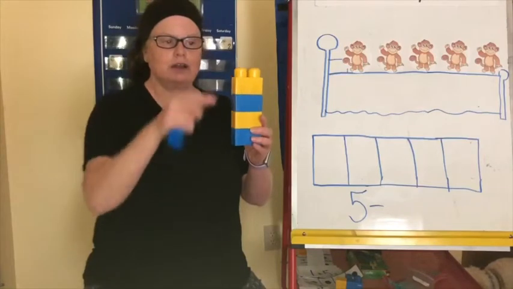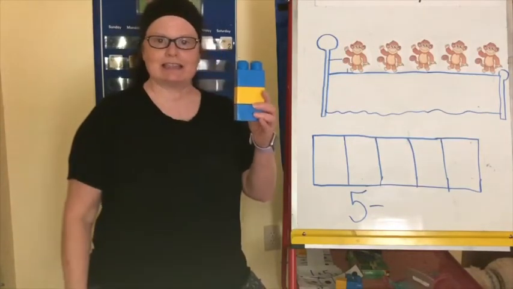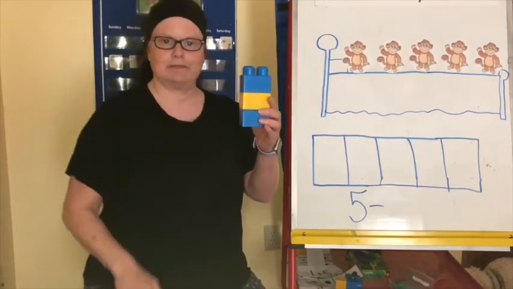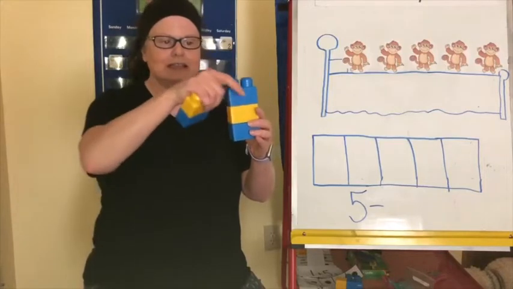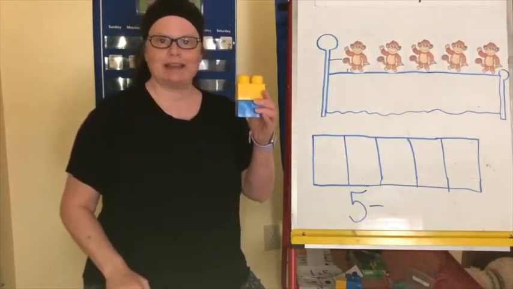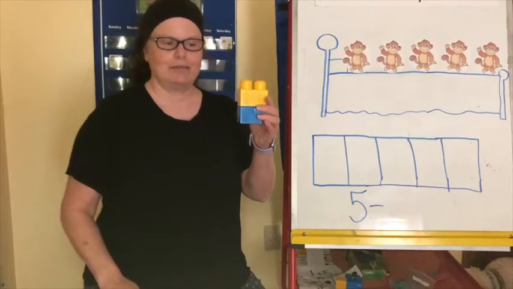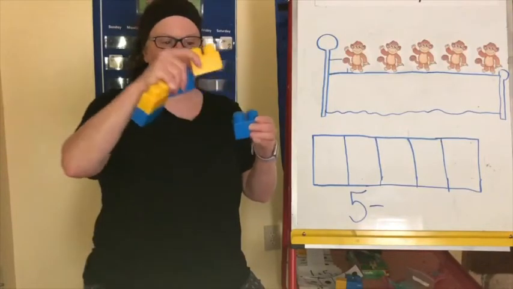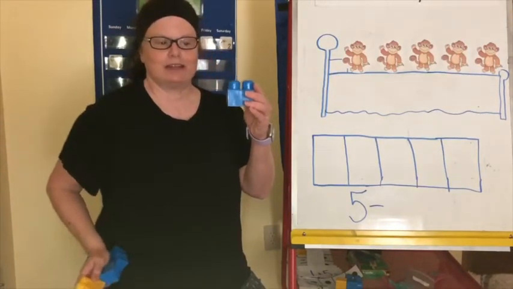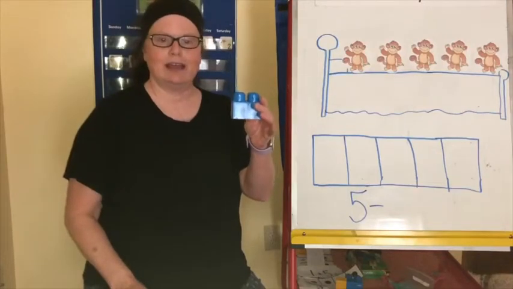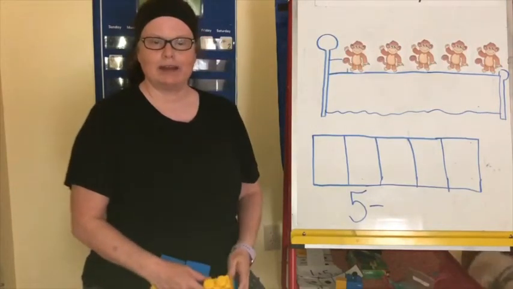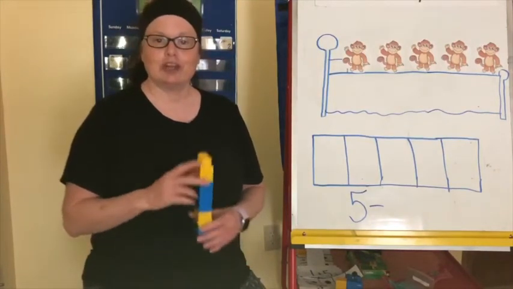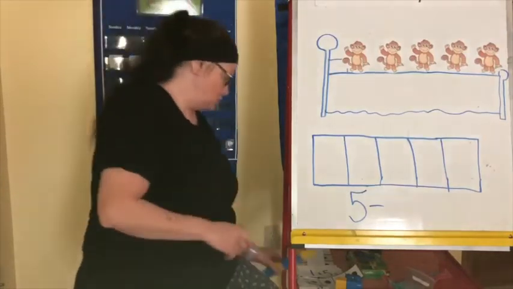Now we have 4. Take away 1. We have 1 less. So we started with 4. 1 less is 1, 2, 3. Now we have 3. Let's take away 1. So we have 1 less. 3 minus 1, 1 less is 2. Nice job. Now if I take away 1, so I have 1 less than 2 is 1. Now if I take away 1, so I have 1 less than 1 is 0. Good job. Can you do those at home with your Legos too?